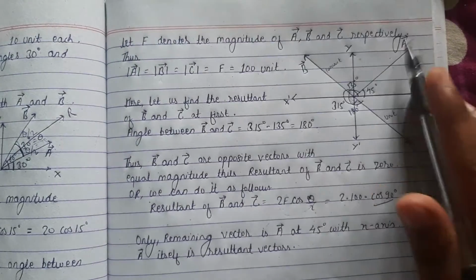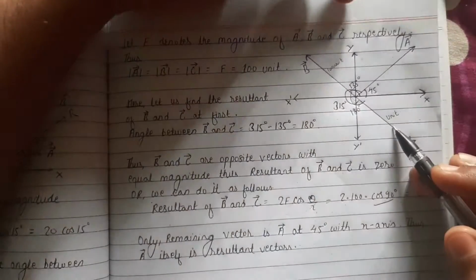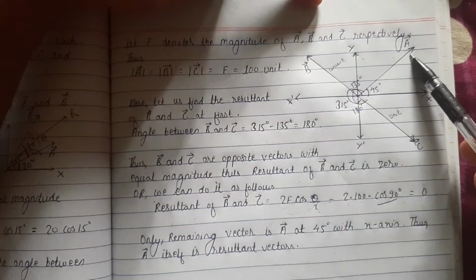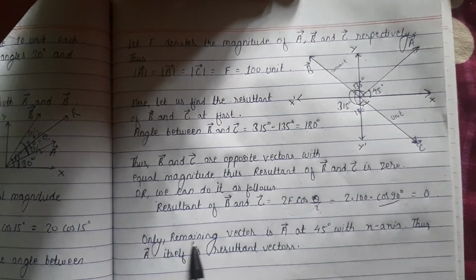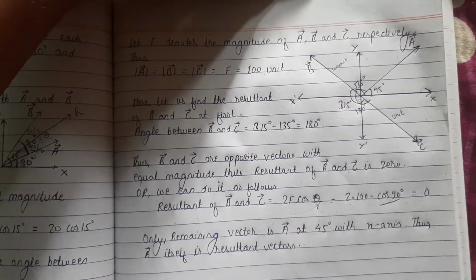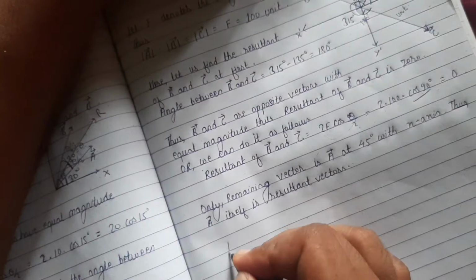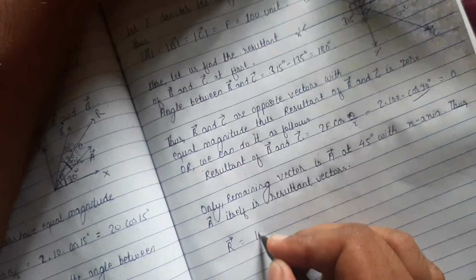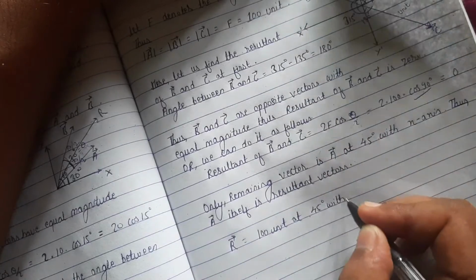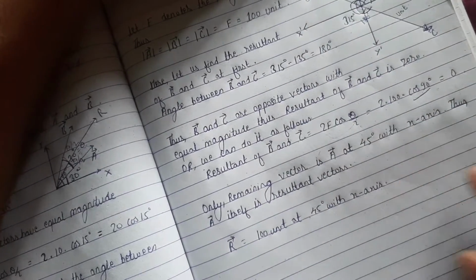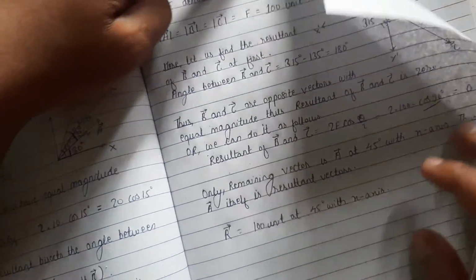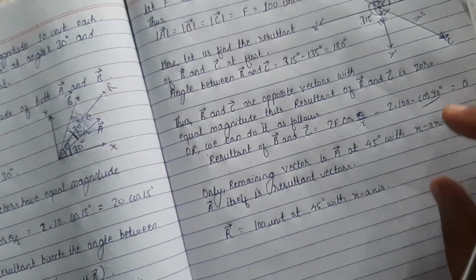That means the resultant of B vector and C vector is 0, and the only remaining vector here is A vector, and this A vector itself is the resultant vector. Therefore the only remaining vector is A vector at 45 degree with the x-axis. Thus A vector itself is the resultant vector, or we can write the resultant vector equals 100 unit at 45 degree with the x-axis. You can do it with the components method as well, but this is the easiest method with which we can do this problem. Thank you.